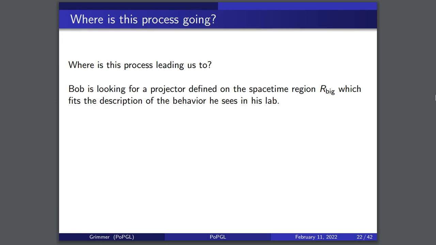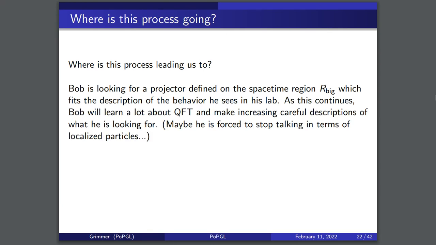Bob, recall, all he's really looking for is a projector defined on some space-time region R big, which fits the description of the behavior he's seeing in his lab. He basically knows what his lab equipment does pre-theoretically, and he's just looking for a way to find something in QFT which matches onto that.